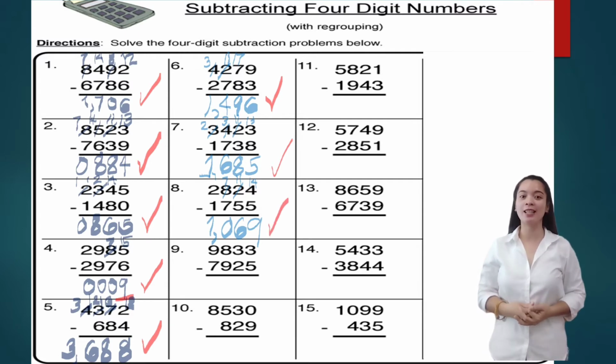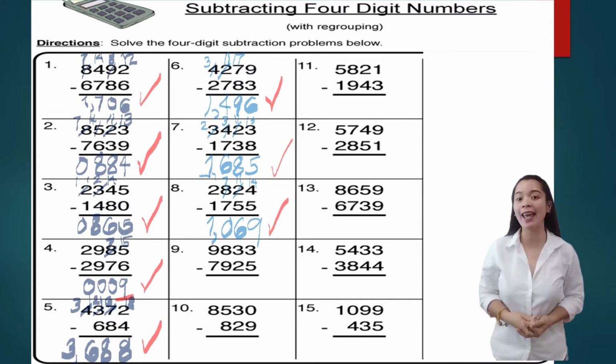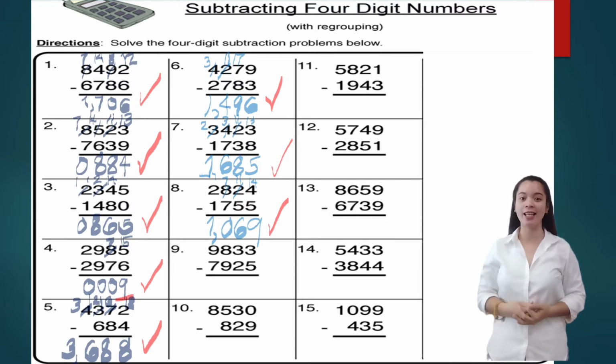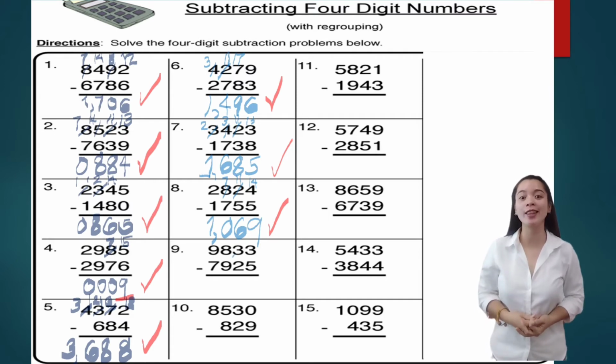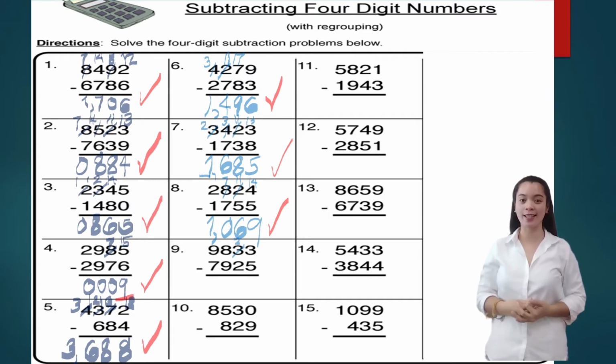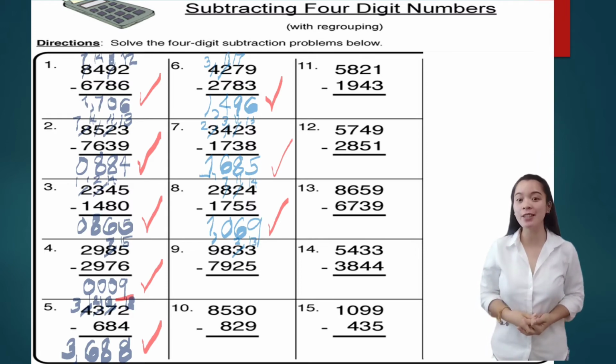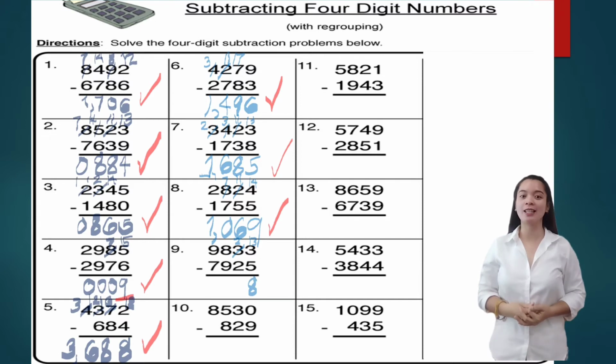Now let's go to number 9. We have 9,833 minus 7,925. So 3 minus 5 cannot be. So let's borrow from 3. 3 becomes 2. 3 becomes 13. So 13 minus 5 is equal to, very good, 8.